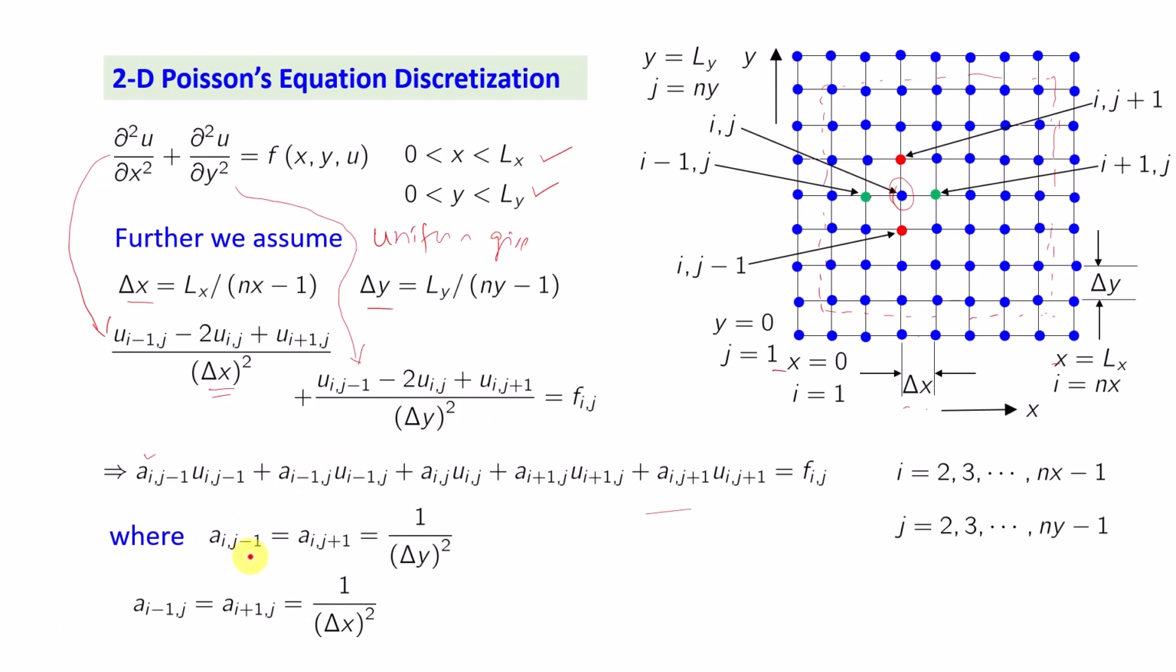Here, a_{i,j-1} and a_{i,j+1} are coming from here. They are coefficients of u_{i,j-1} and u_{i,j+1}. So those coefficients are 1 by delta y square. Similarly, a_{i-1,j} and a_{i+1,j} are coming from here. So those coefficients are 1 by delta x square. And thus, this a_{ij} is coming from both sides. So it is minus 2 by delta x square minus 2 by delta y square.